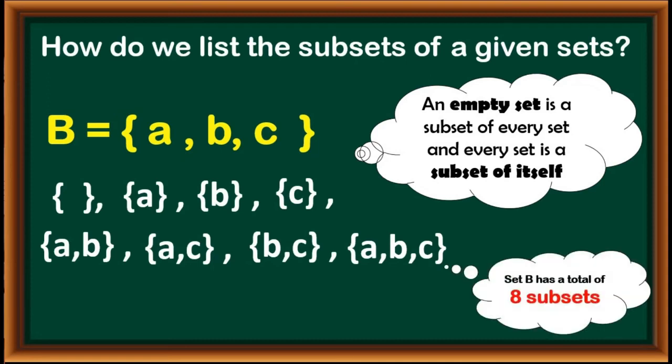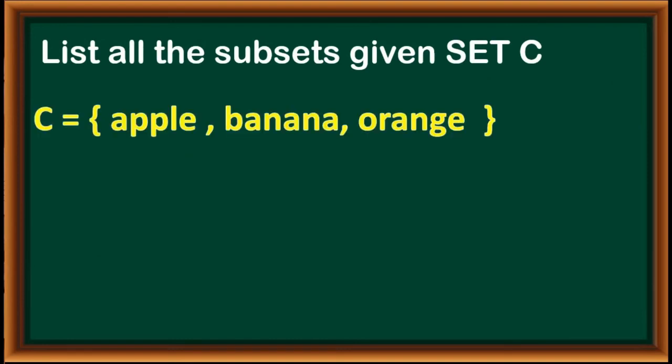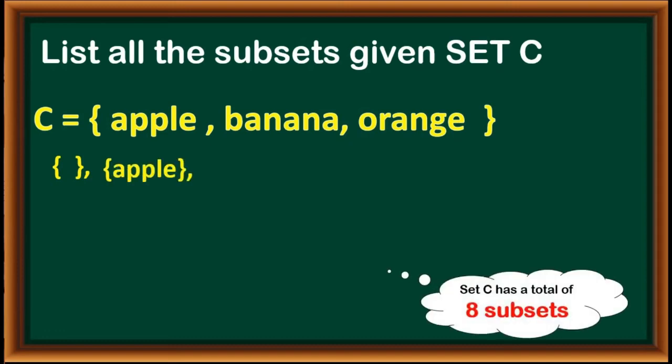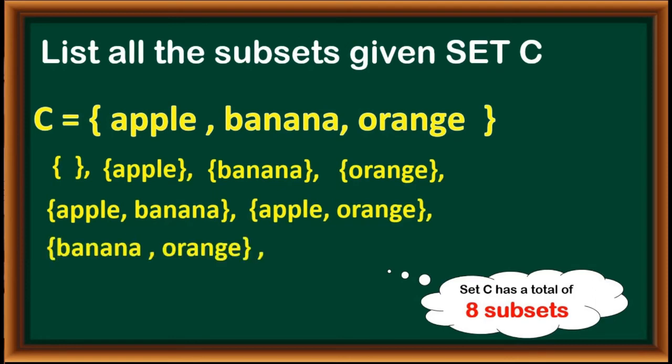Now, let's arrange it. How many? There are 8 subsets. Now, let's have this one. List all the subsets given the set C: apple, banana, orange. Again, the empty set will always be the first one, and then one by one: apple, banana, orange, and then by twos: apple and banana, apple and orange, and then banana and orange, and then itself.